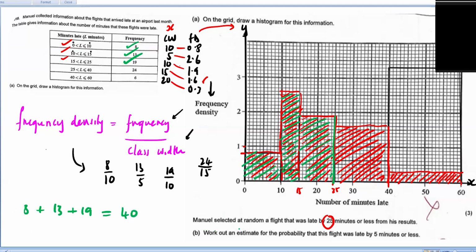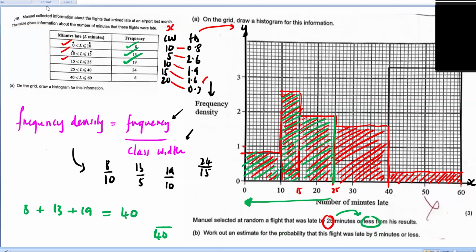So basically, Manuel selected at random a flight that was late by 25 minutes or less. That's why I went this way, by the way, because these were the ones that were all less than 25 minutes. Does that make sense? You see why I picked that proportion? Because it says 25 minutes or less, so I want anything up to 25 minutes. Okay, so 40.